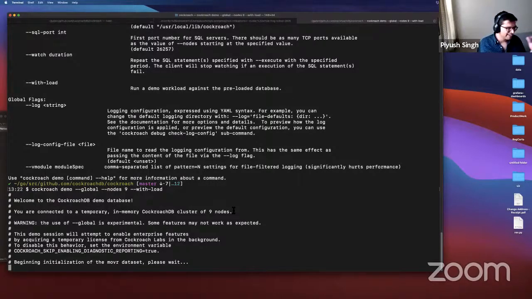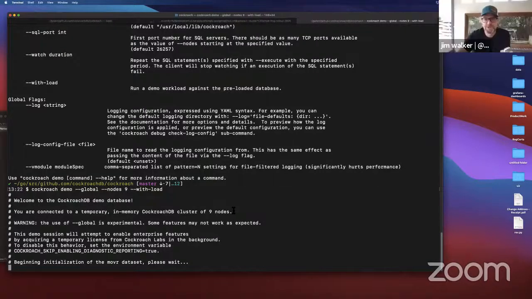So you don't have to worry about getting a license. You don't have to connect to Cockroach Cloud. You can just grab the Cockroach binary, brew install Cockroach if you're on a Mac, and then do cockroach demo. And you're ready, super easy. Yeah, and then you're up and running. It just takes a minute or two to get this up and running.